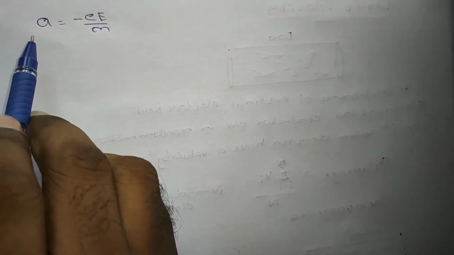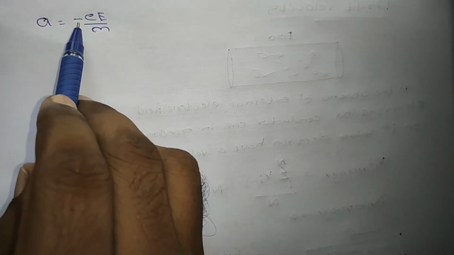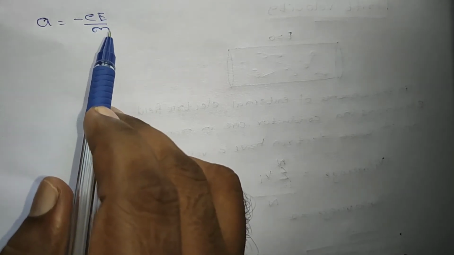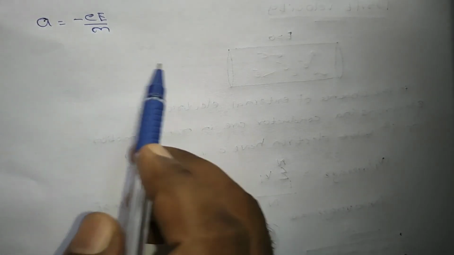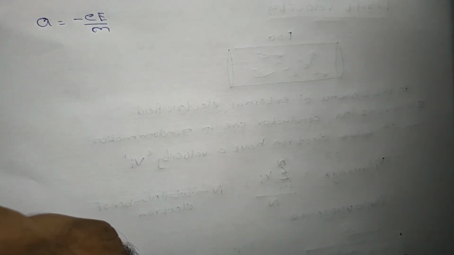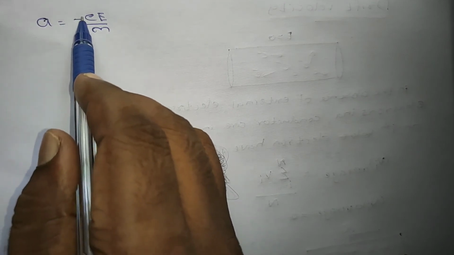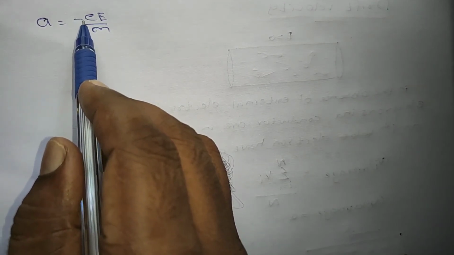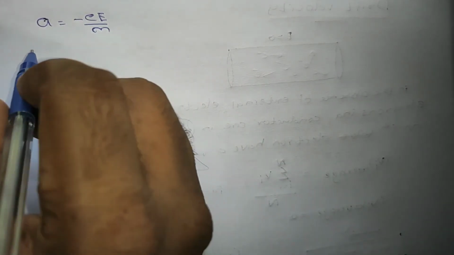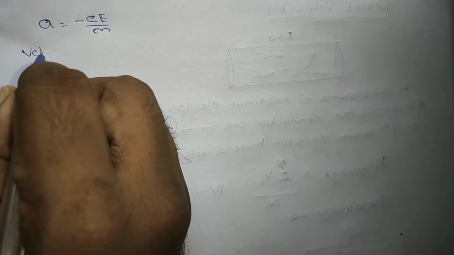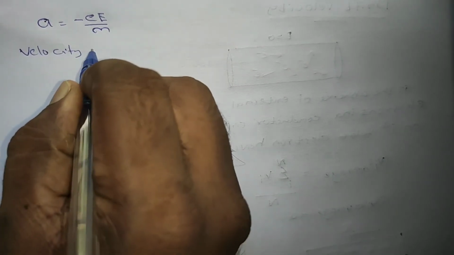So the electron gets an acceleration a equal to minus E by m when the electric field is applied. Due to this electric field, the electrons are shifted towards the positive side. That means they move in the opposite direction of the electric field, which is what the minus sign in the acceleration says. Clear? Due to this, the velocity of the electron is changed.